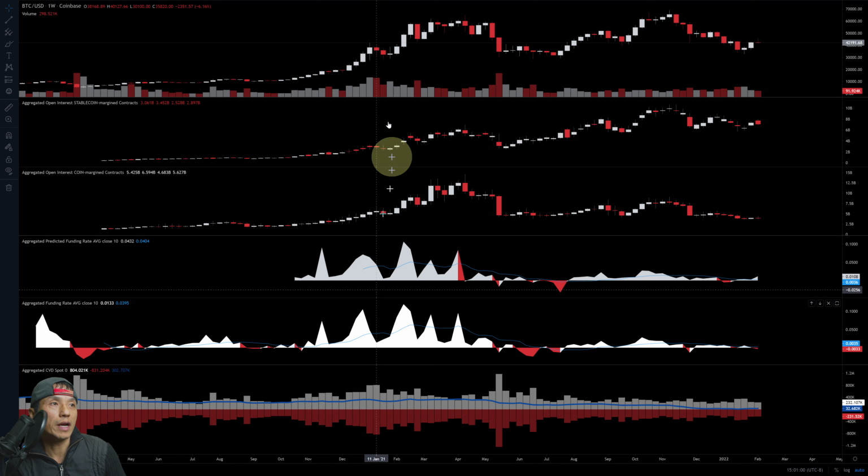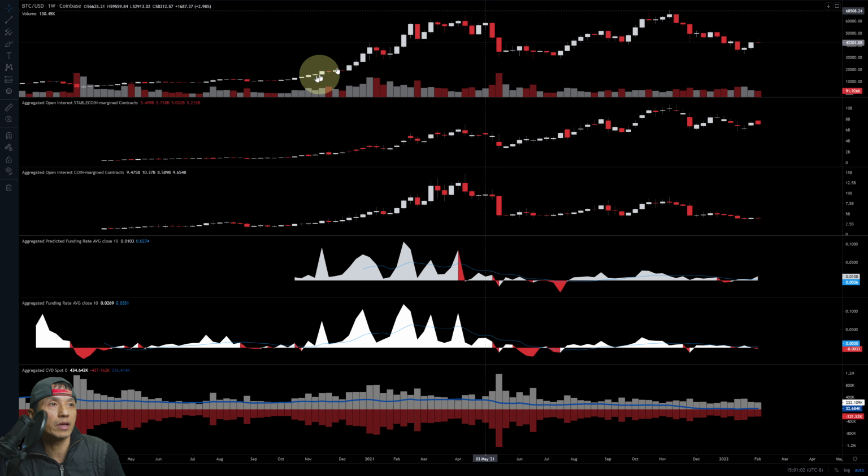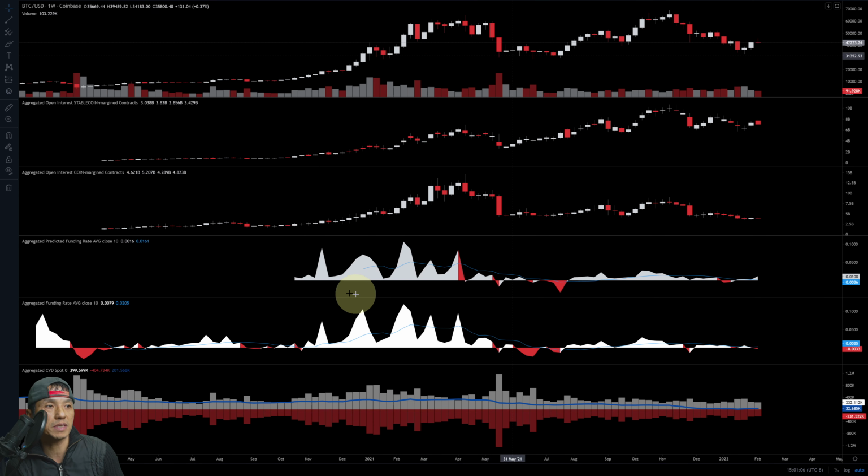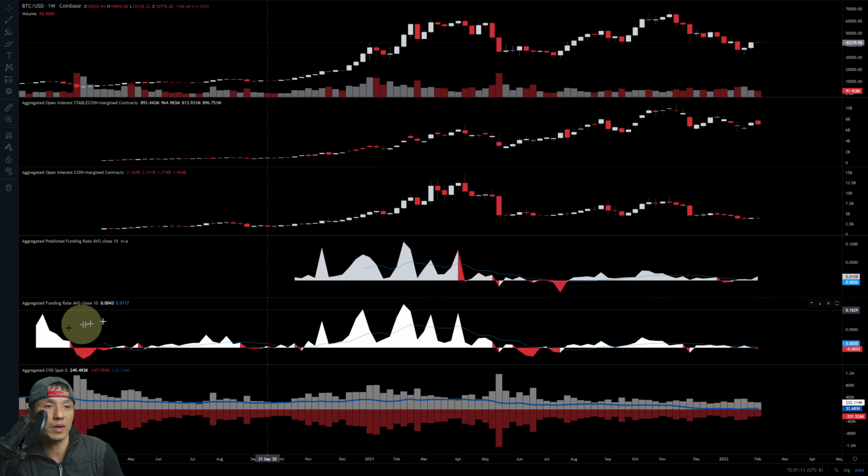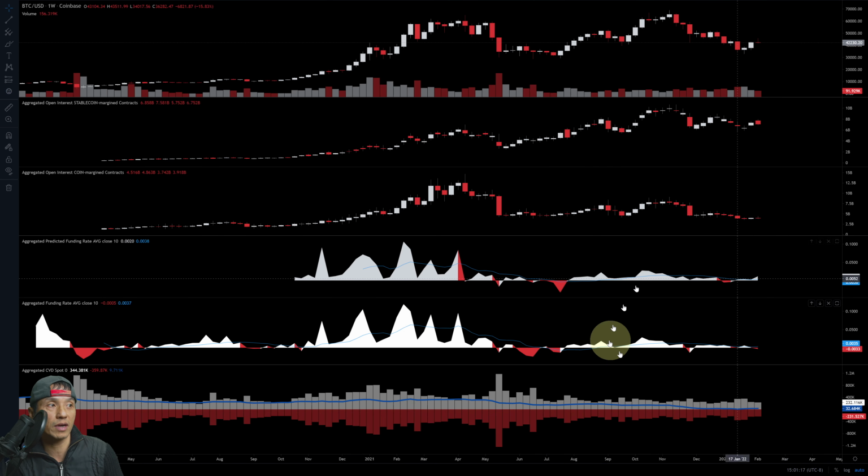Okay, so in this period here, Bitcoin's rising, and it hits its all-time high and then drops down. Guess what funding rate did? Funding rate was extremely positive, more than any other period in this 2-year mark, more than even now.